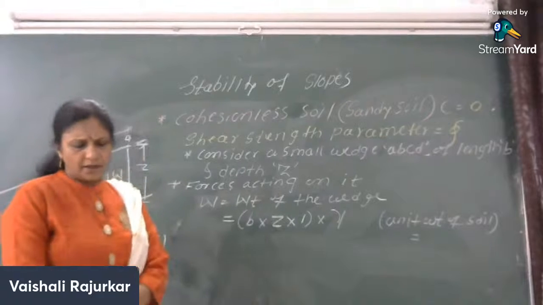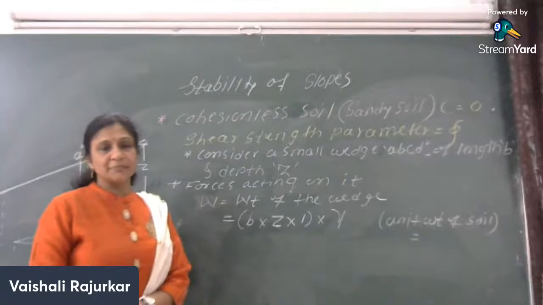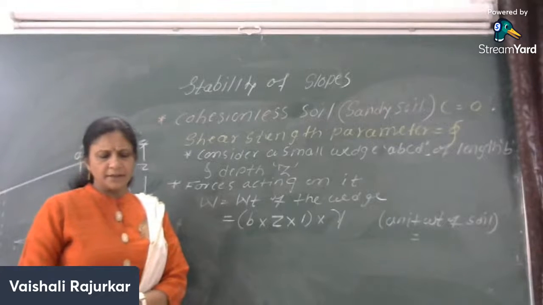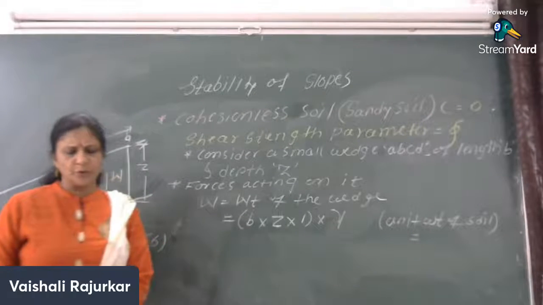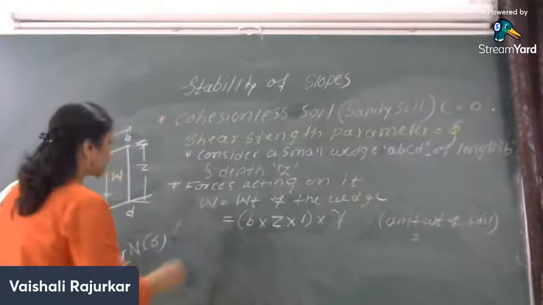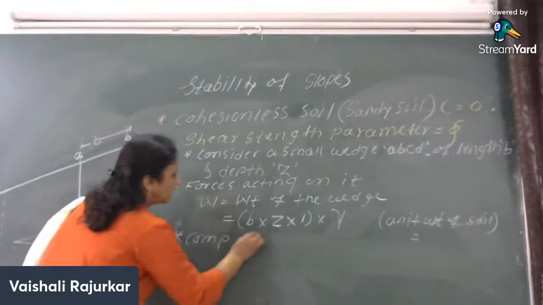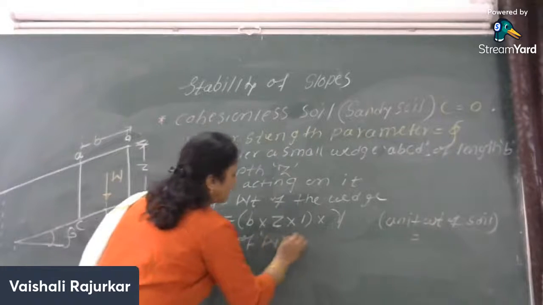Now here, N is the normal component and T is the tangential component. Then the component of W parallel to the slope.